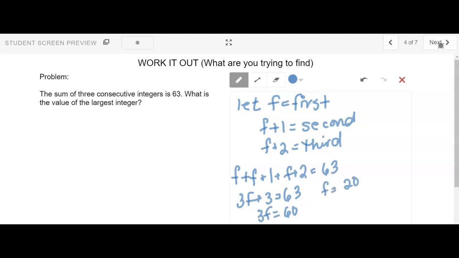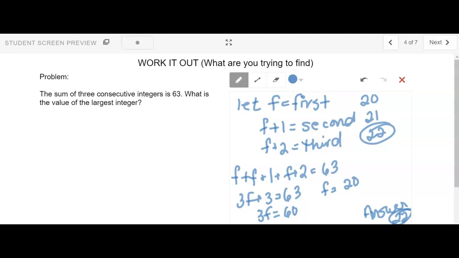But I'm looking for my largest integer. So my first number is 20, my second number is 21, and my third number is 22. So I think my answer is 22. I'm going to circle it here. I'll put answer is 22. Somehow I need to identify my answer.